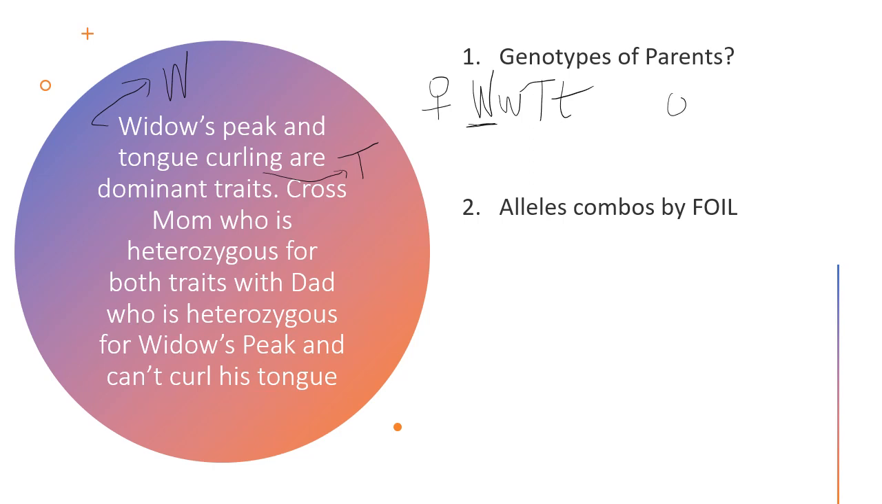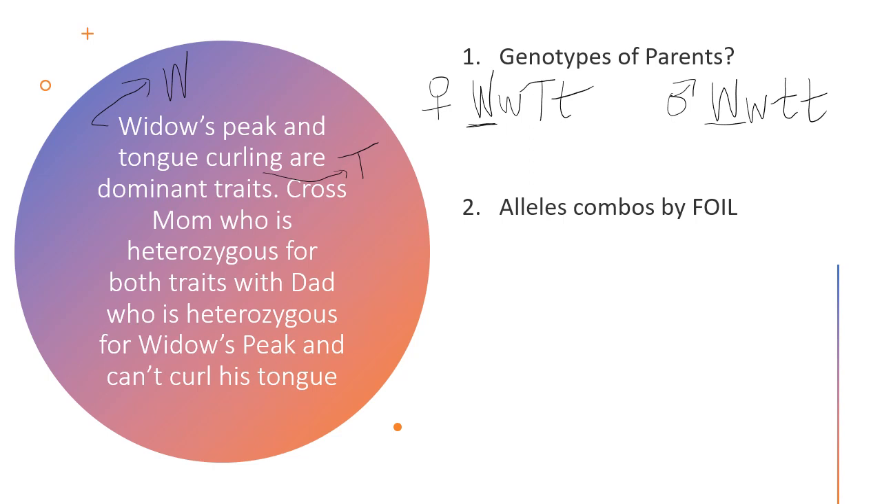So the next step is to do dad. Dad is heterozygous for widow's peak, which means he has a big W and a little w. And he can't curl his tongue. That's a recessive trait. So even though it hasn't told me, I know that he has to be little t, because he can't curl his tongue.